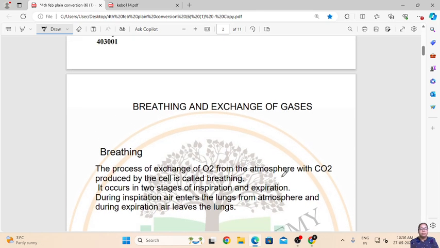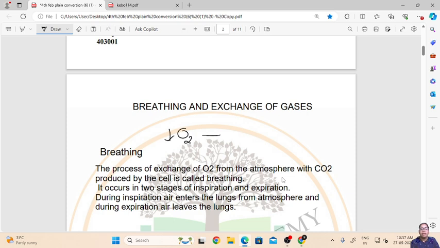So what is breathing? Breathing is the process of exchange of oxygen from the atmosphere with carbon dioxide produced by the cells. It occurs in two stages, inspiration and expiration. During inspiration, air enters the lungs from the atmosphere, and during expiration, air leaves the lungs. So basically, in the process of breathing, oxygen is taken in and carbon dioxide is given out.